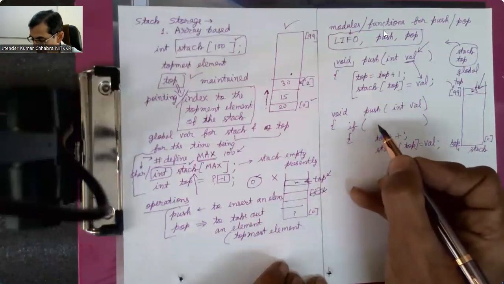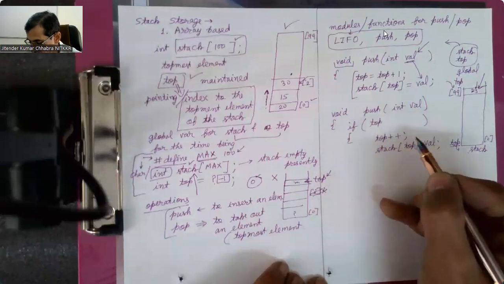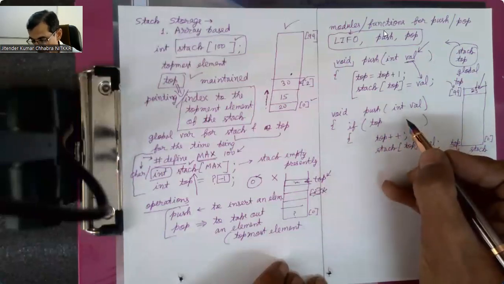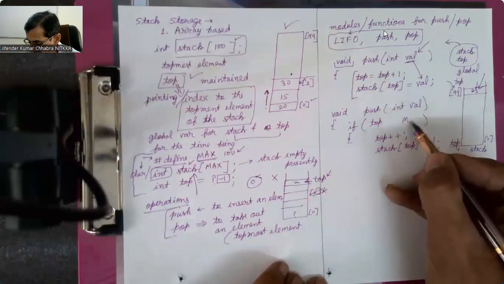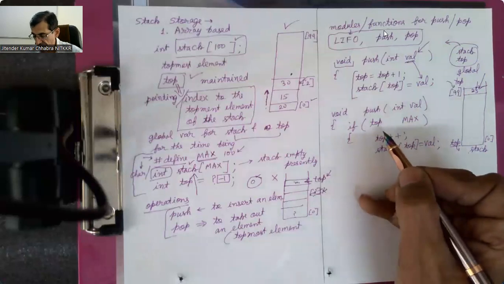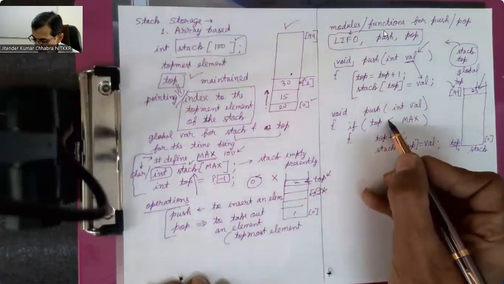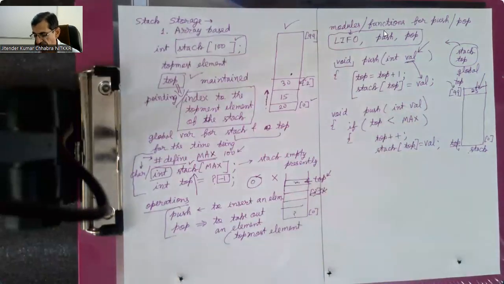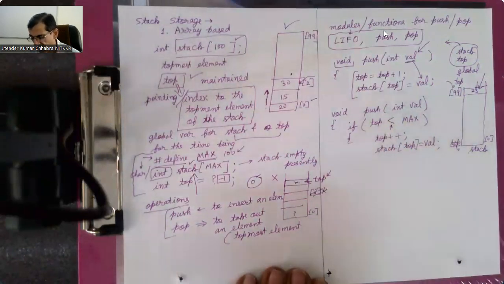But what should be the condition? Obviously, this condition is dependent on top versus size. Size, we have already said, is max now. So now the size versus the top I have to decide. The condition could be something like this. I could think, yes, it will be something like top less than max, less than or equal to, or max minus 1, around that. How to verify?